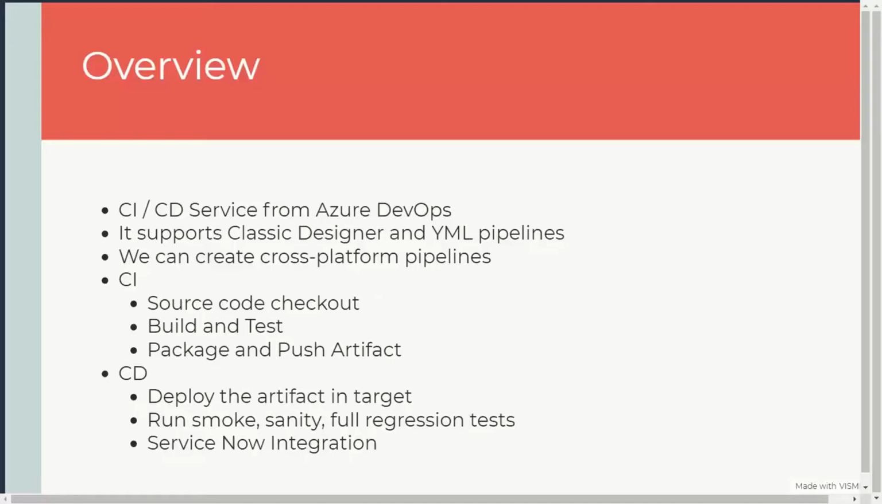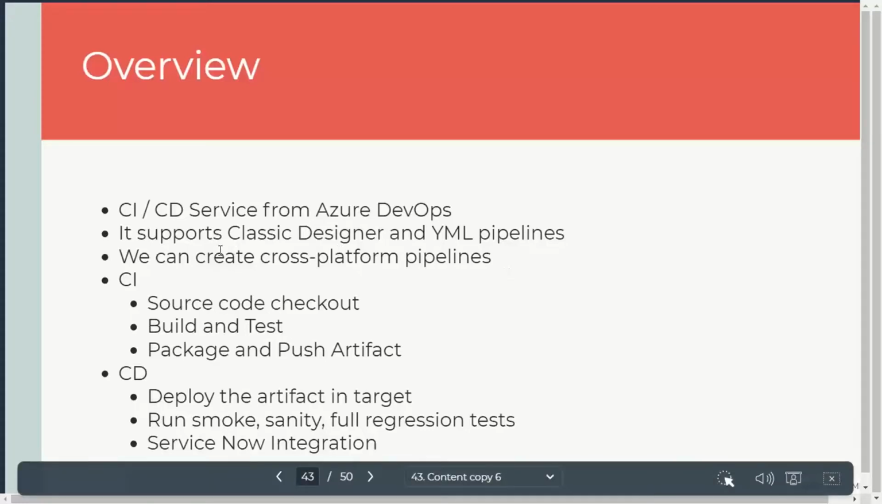Similar to Azure DevOps, GitLab does the same thing. There they have the .gitlab-ci.yaml file, and GitHub has a similar kind of YAML file. We have to provide the build and CI/CD definitions and tasks there. And then we can create cross-platform pipelines.